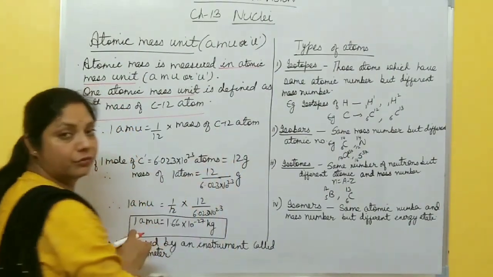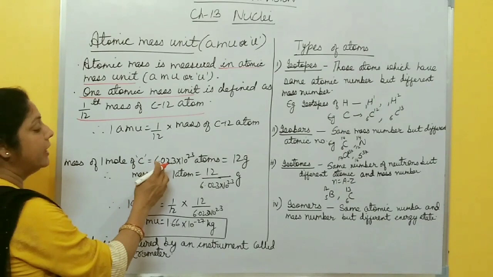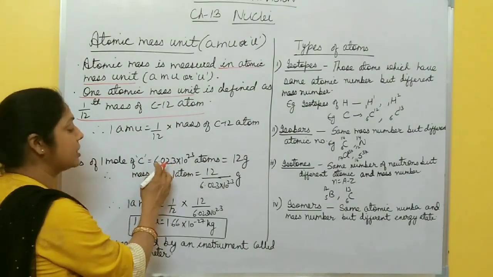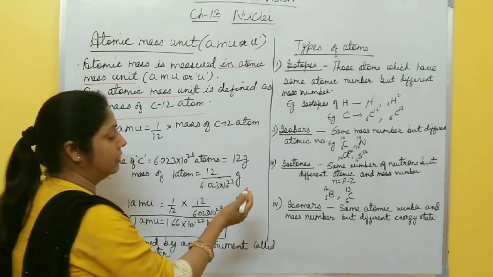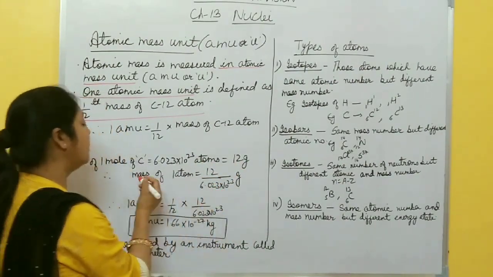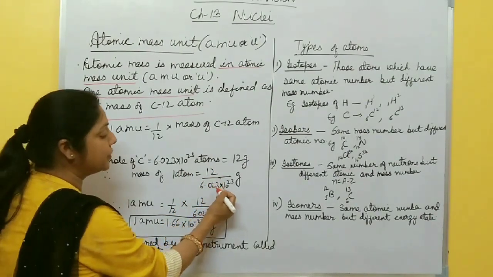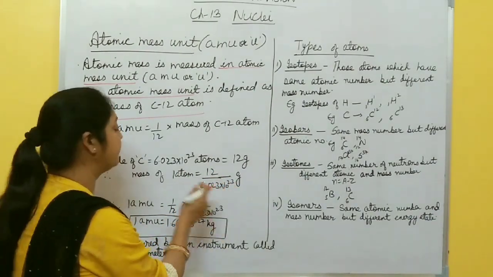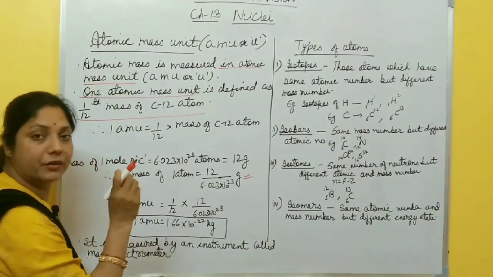Now what is the mass of a carbon-12 atom? You know the mass of 1 mole of carbon, or in 1 mole how many atoms? 6.023 into 10 to the power 23 atoms, and this is equal to 12 gram. So the mass of one atom is how much? 12 by 6.023 into 10 to the power 23 gram. This is the mass of one atom of carbon-12.